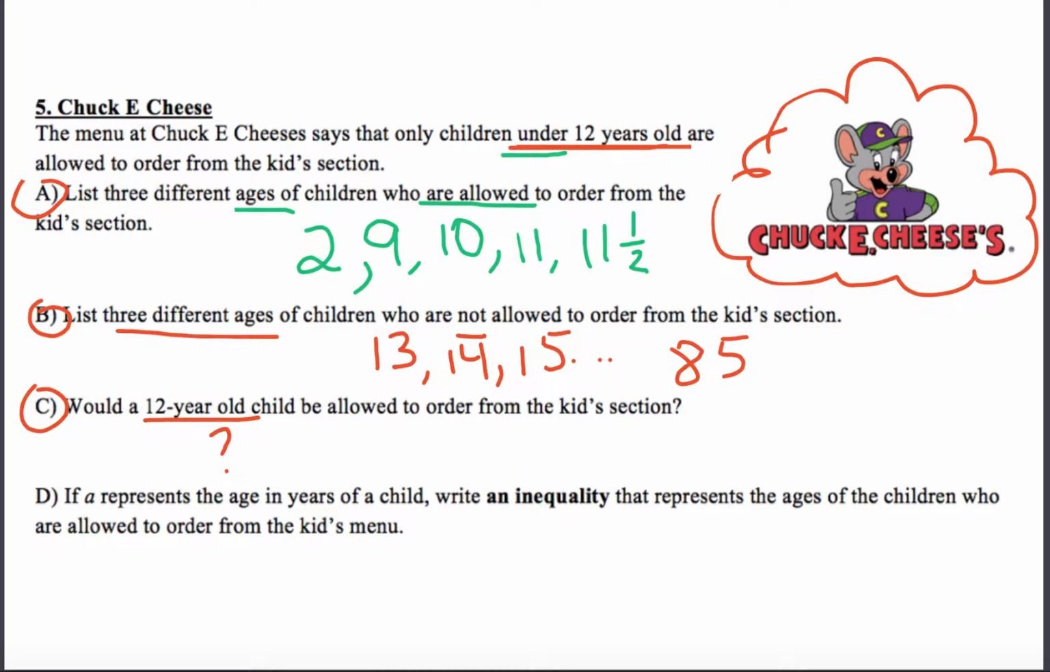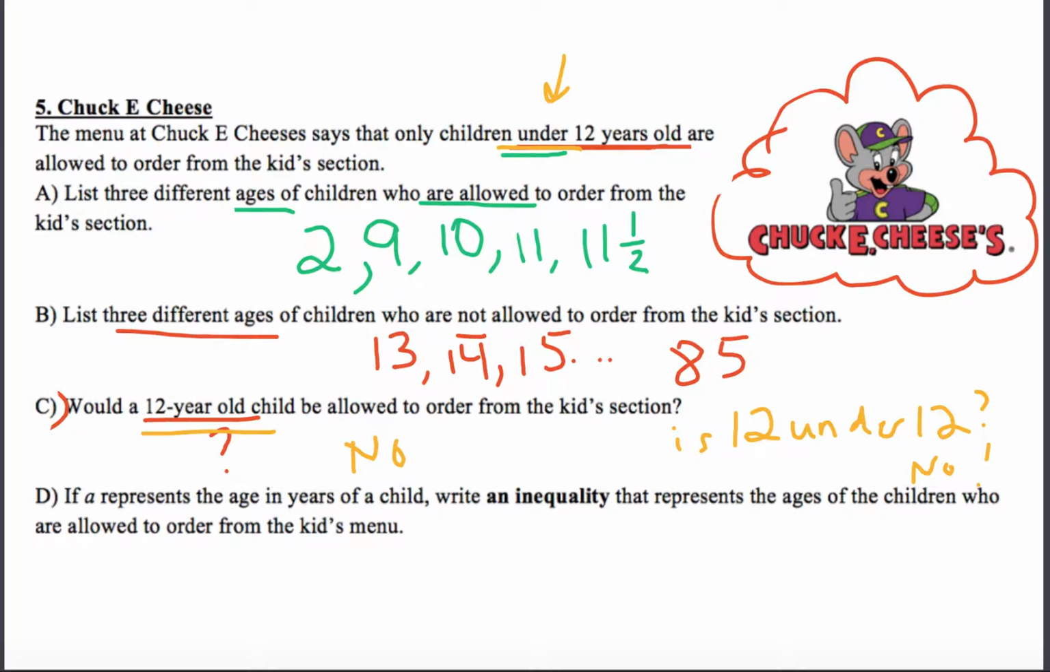Finally, and this is where we can have some good debate, would a 12-year-old child be allowed to order from the kids section? Now, some people sometimes think that yes, it's allowed, but what we're really asking is, is a 12-year-old under 12? Is 12 under 12? And in fact, no, 12 is not under 12 because 12 is 12. They are equal. So if the phrasing says under 12 years old, a 12-year-old would not be allowed to order from the kids section.